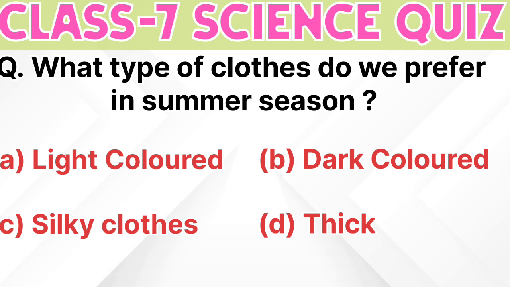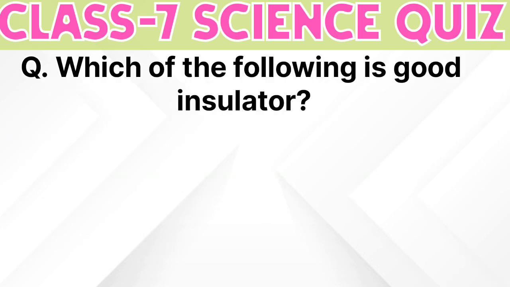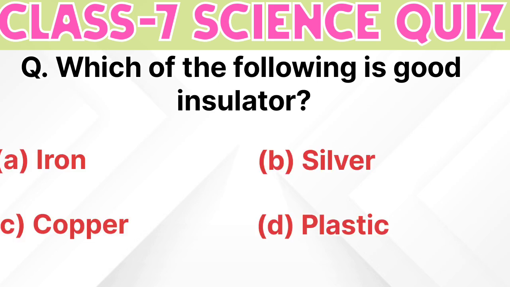Now the next is, what is the main reason that woolen clothes keep us warm? They trap air, they are woven very tightly, they are made up of animal fiber, they are thick. The correct answer is A, they trap air. Now the next is, which of the following is good insulator? Iron, silver, copper, plastic. The correct answer is D, plastic.